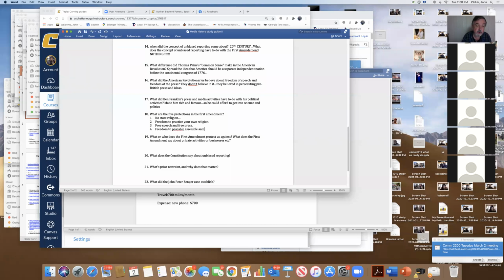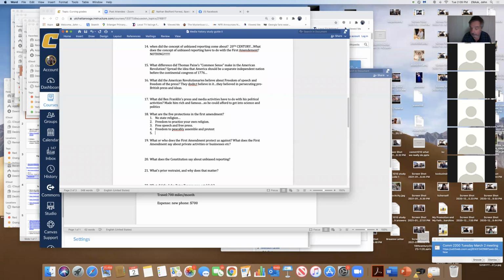Freedom to peaceably assemble. I mean, you can't burn down stuff. But you can peaceably assemble, to redress government. You don't like something, you can complain.